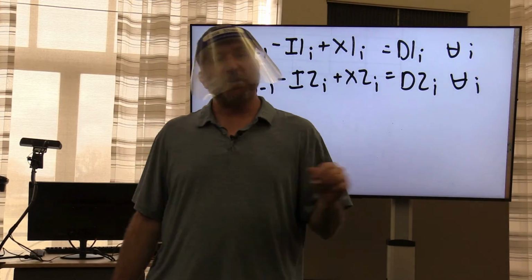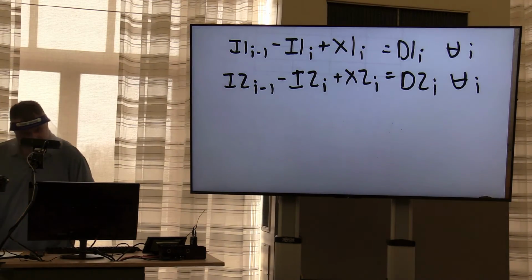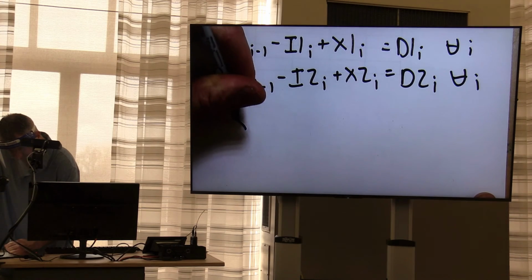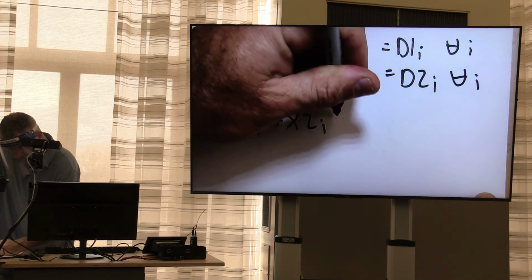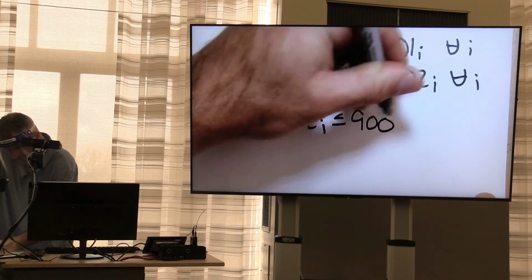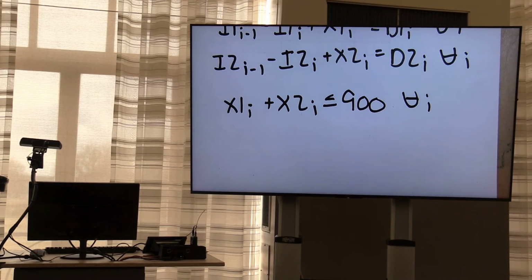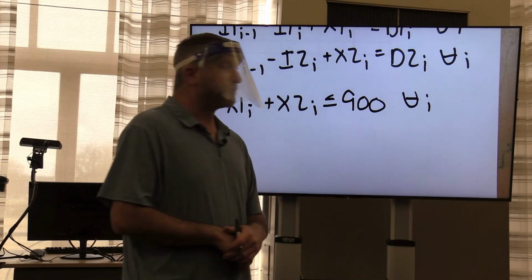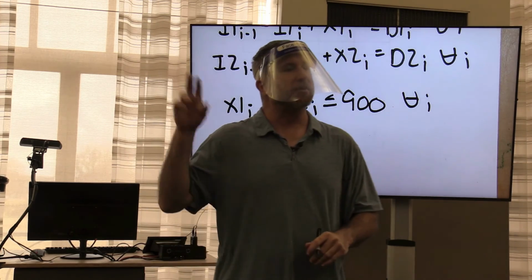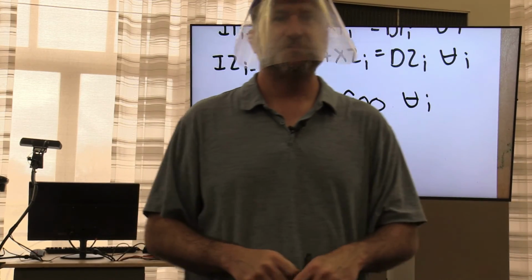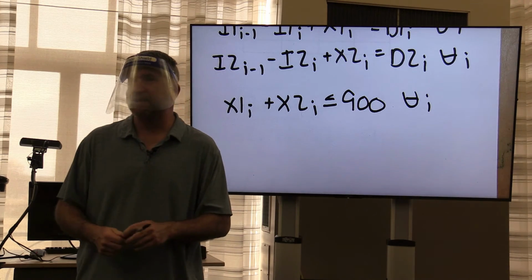We then had our production constraint. That total amount of gum produced could not exceed 900. So we said X1I plus X2I has to be less than or equal to 900, for all I. You could imagine if we had a warehouse constraint of 500 units, it would be I1I plus I2I is less than or equal to 500 for all I. And again, this is the same as last time.